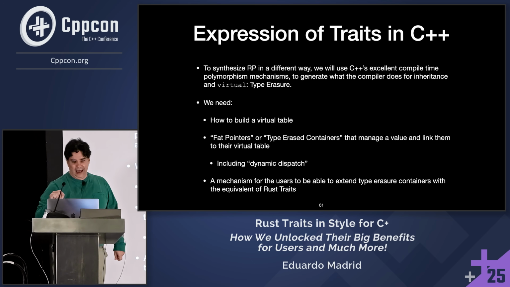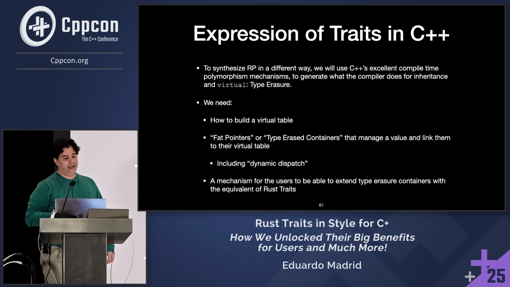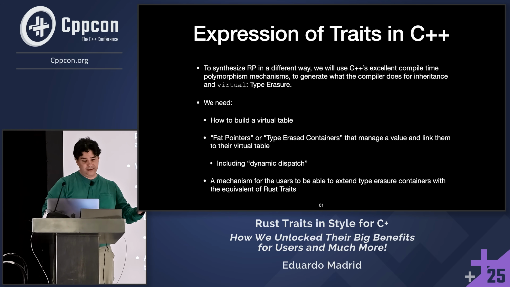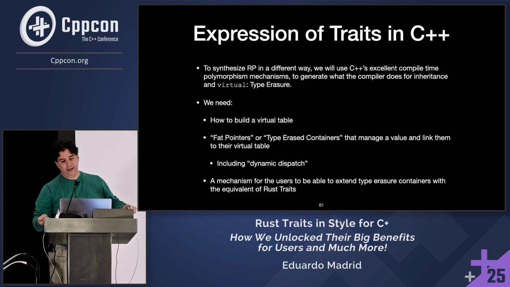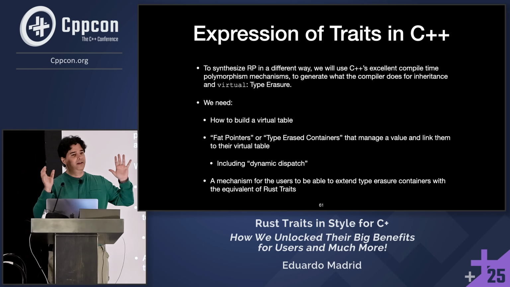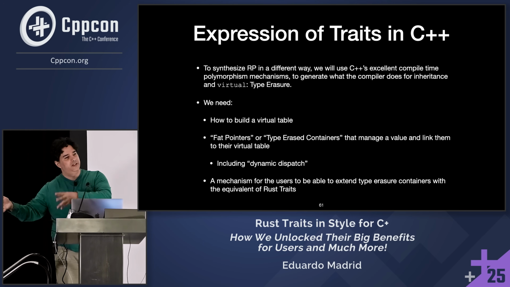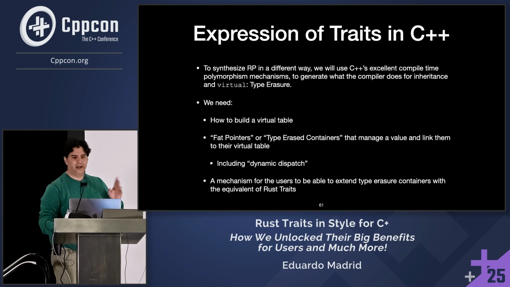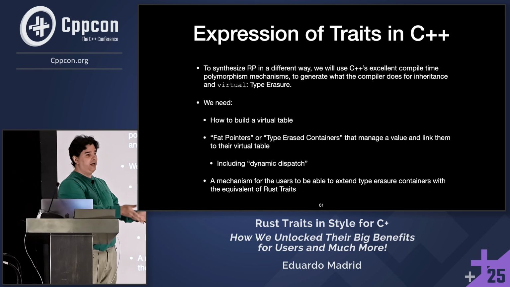How to build a virtual table is something that we absolutely need. After that, we need to devise either fat pointers or the type erase containers, which are the same thing, that manage a value and link them to their virtual table. Why do they need to link the values that they manage to the virtual table? For the obvious reason that they have to perform the dynamic dispatch. Sorry, I said virtual dispatch; I should have said just dynamic dispatch. And we need a mechanism for the users to be able to extend type erasure containers with the equivalent of their Rust traits.